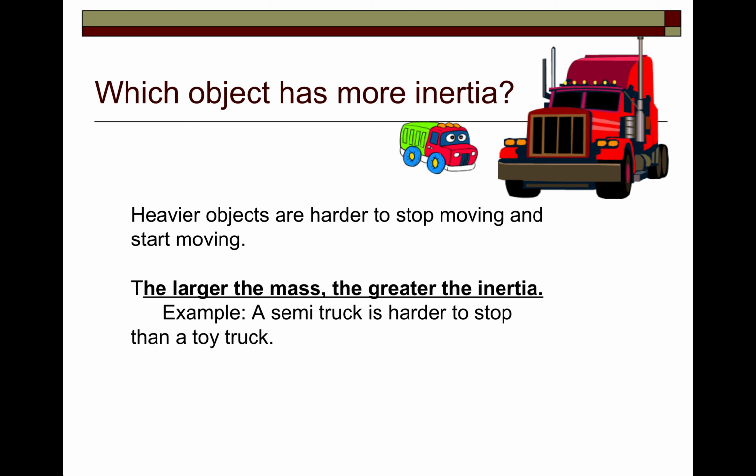Which object has more inertia? Heavier objects are harder to start moving and stop moving. The object with the larger mass has the greater inertia. Example, a semi-truck is harder to stop than a toy truck.